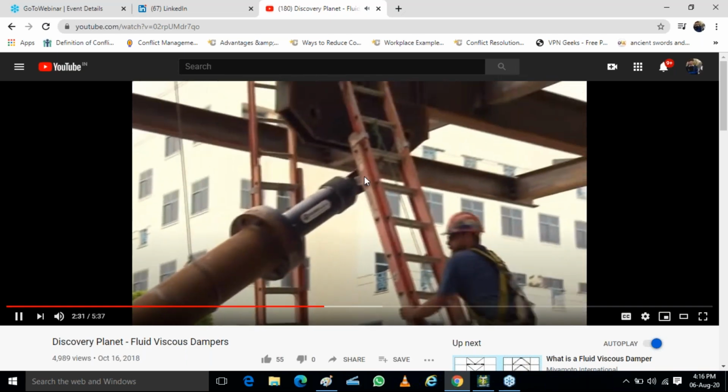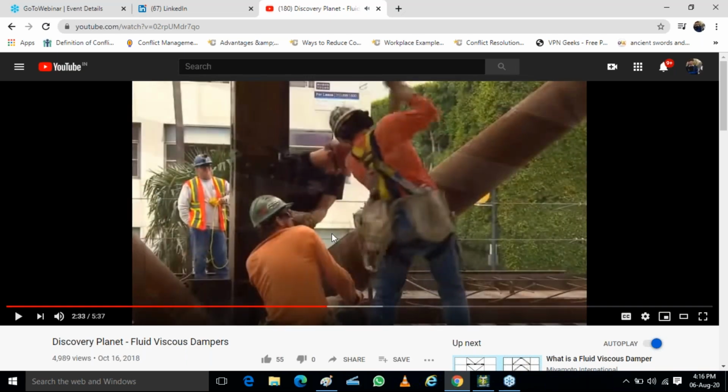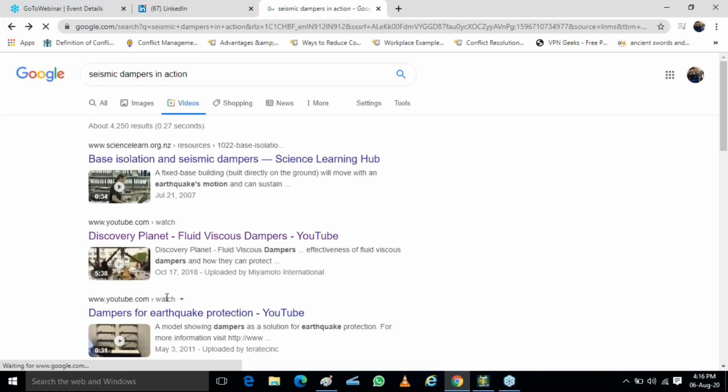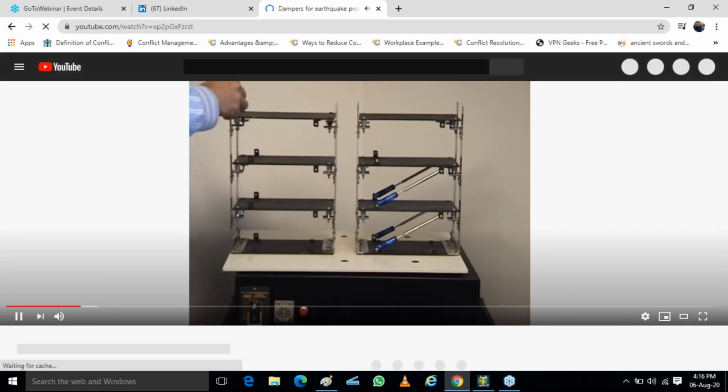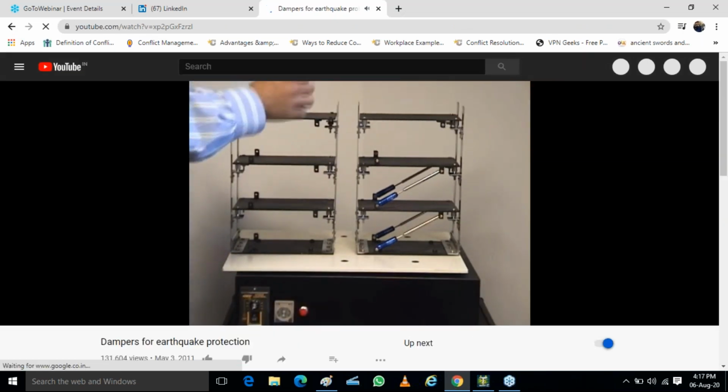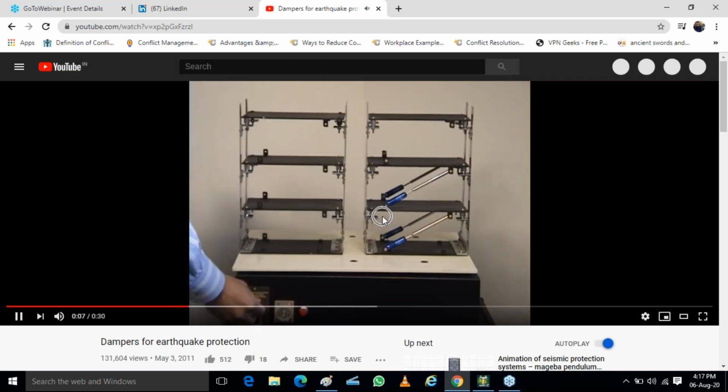See, these are the dampers. What will happen when the earthquake comes now? This video is not good. This will, I think, work fine. Can you see this?